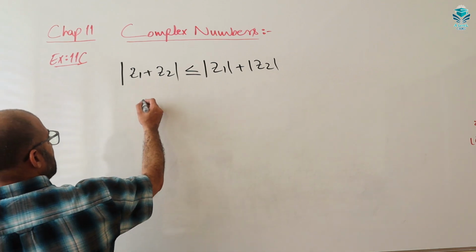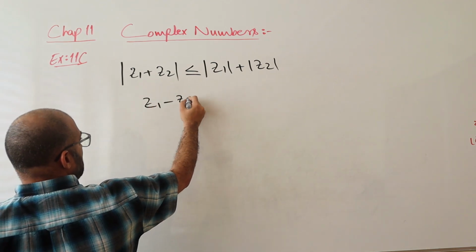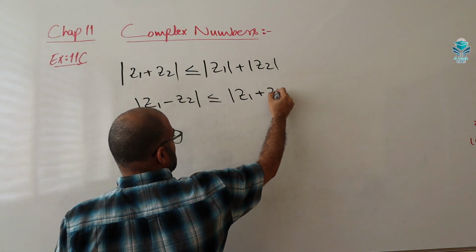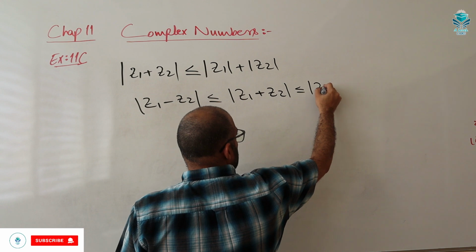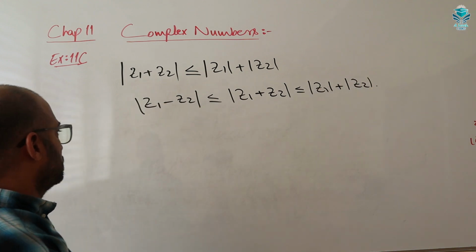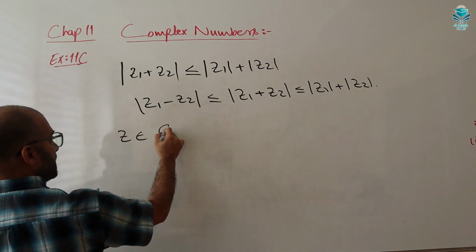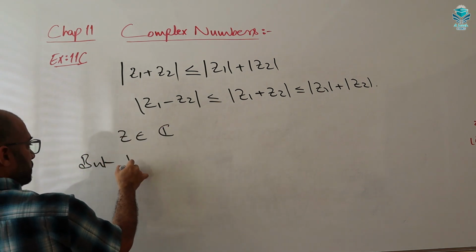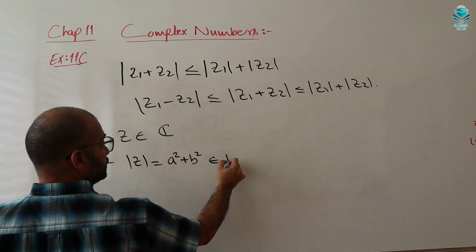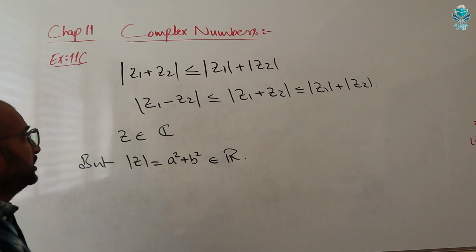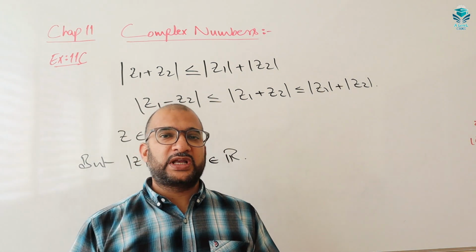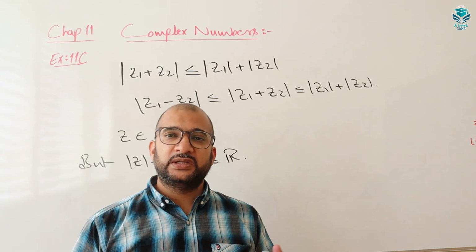Similarly, we can write that the modulus of Z1 minus Z2 is less than or equal to the modulus of Z1 plus Z2, which is less than or equal to the absolute Z1 plus absolute Z2. So you can see that Z may be a complex number, but the modulus is written as the square root of A square plus B square. So it is a pure real number. Understand? Let's say there are two real numbers. So you can compare them. They can be equal, one number can be less than the other, or one number can be greater than the other.